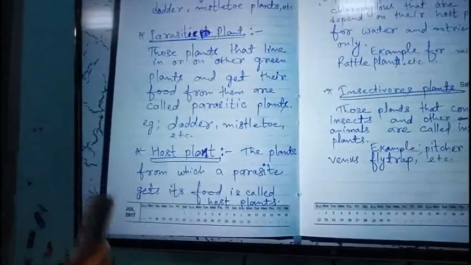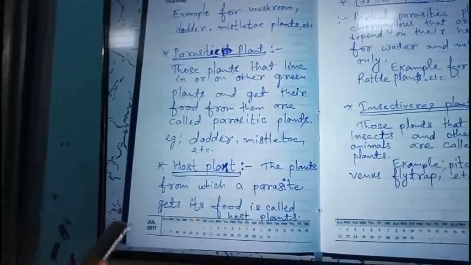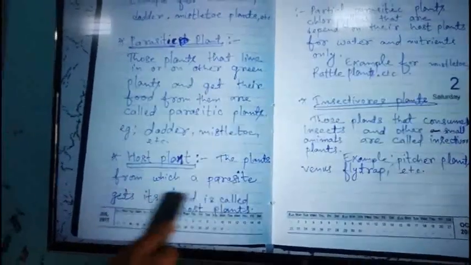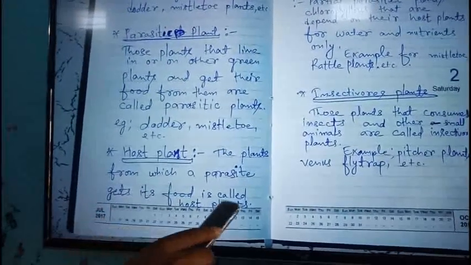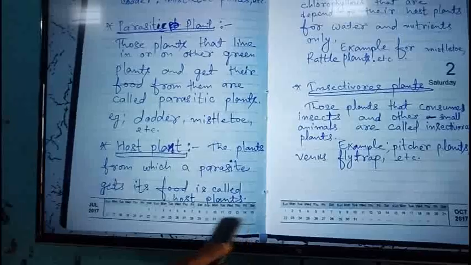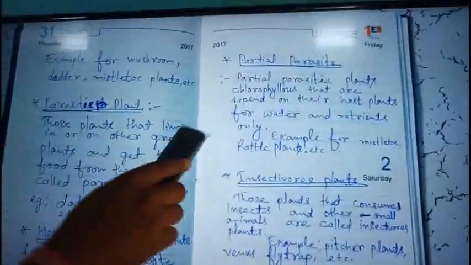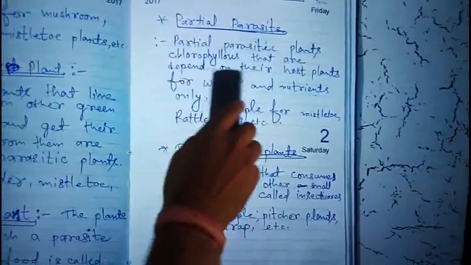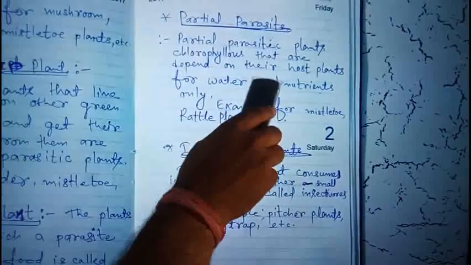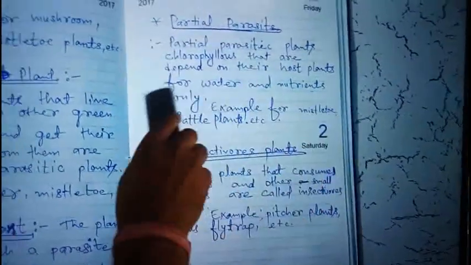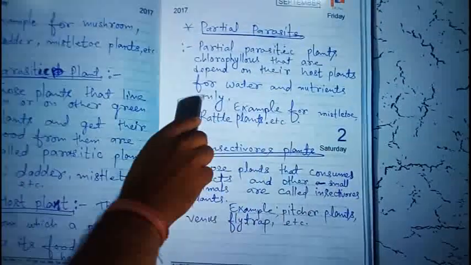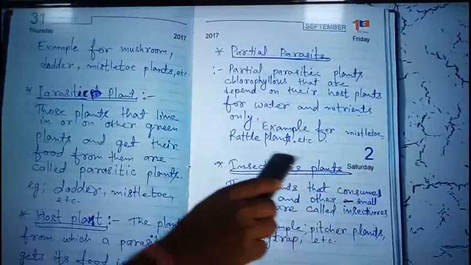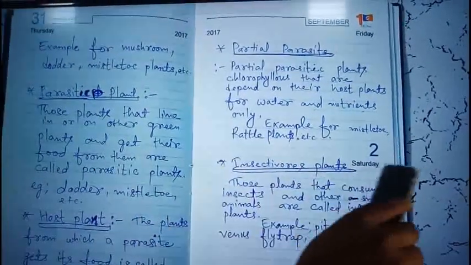Host plant. Next topic is the host plant. A host plant means a plant from which a parasite gets its food. Next one, partial parasitic plants. Partial parasitic plants are chlorophyllous and depend on their host plants for water and nutrients only. Examples are mistletoe, rattle plants, etc.